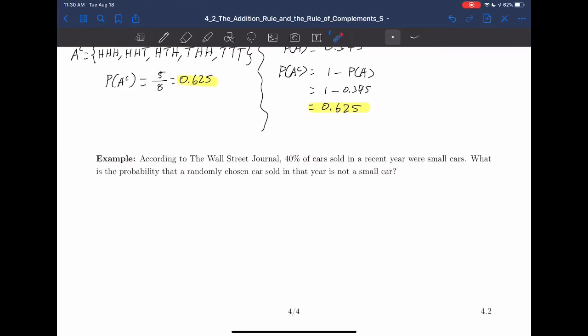According to the Wall Street Journal, 40% of cars sold in a recent year were small cars. We want to know the probability that a randomly chosen car sold in that year is not a small car. This is kind of like the example of rain and not rain. So it's going to be 60%. Another way you can think about this is just 1 minus 0.40, which gives you 0.6, which is just 60%.